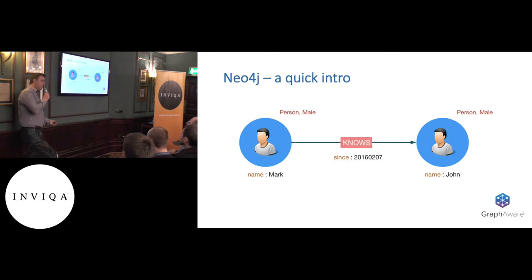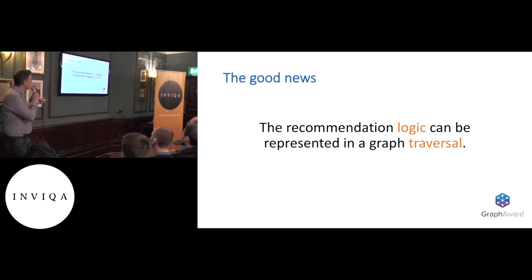The thing is that with a graph database, relationship traversals cost almost nothing. Every node knows exactly which relationships it has to other nodes. So traversing a relationship is far less costly than a join in SQL. And in a graph database, sometimes traversing a relationship is less costly than reading a property, but that is more technical. The other good news is that generally the recommendation logic is a graph traversal.